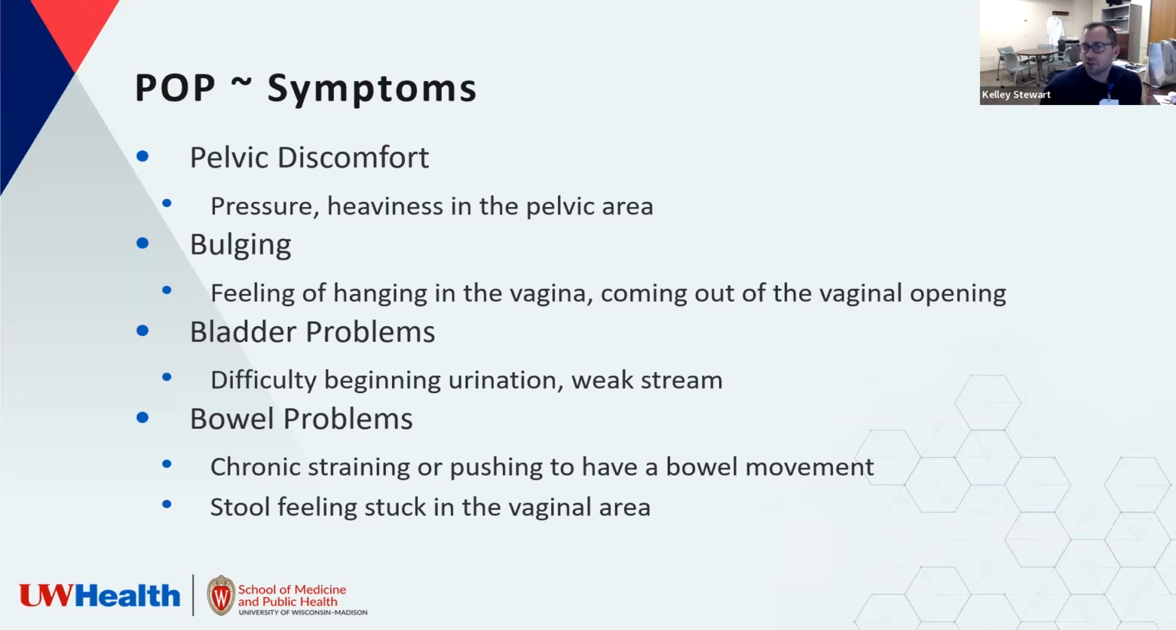And the same is true with bowel movements. You may find that you don't feel like you empty completely, that there's stool trapping. You feel like not everything got out. Sometimes patients will even have accidents because they haven't completely stooled. Some patients will push in or around the vagina in order to urinate or defecate. And that's something we see with pelvic organ prolapse.